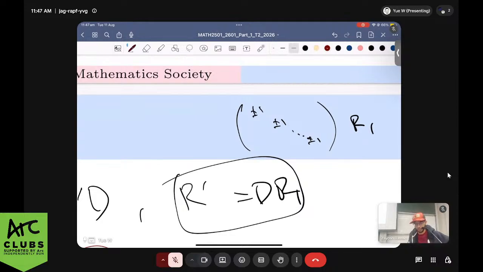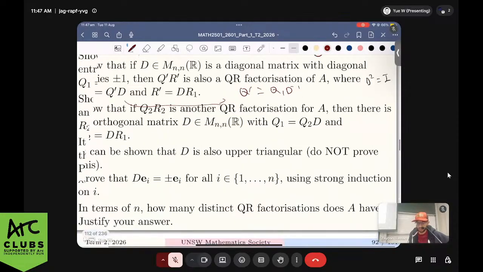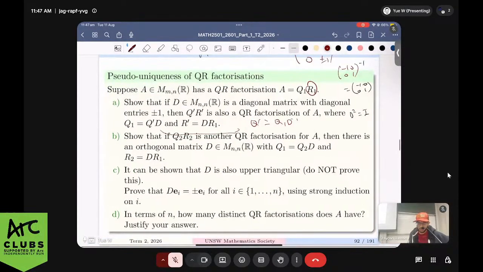So the rows of R1 are just going to be multiplied by minus 1 or 1. That's still going to keep it upper triangular. It's not changing anything. It's still going to keep it invertible because the diagonals of R1 will still be non-zero. So this is going to be upper triangular and invertible. So R prime still satisfies the conditions. Therefore, A equals Q prime R prime, and it's still a valid QR factorization.